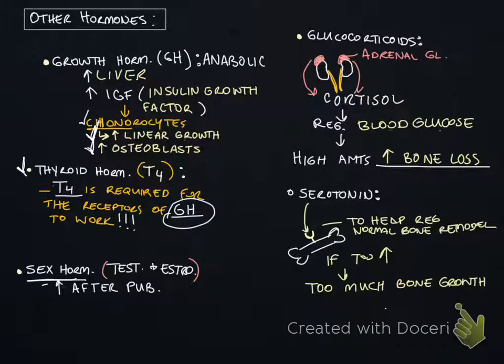Sex hormones, like testosterone and estrogen, increase after puberty, and they dramatically accelerate bone growth and cartilage at the epiphyseal plate. Okay, growth plates close more quickly, actually, in response to estrogen. Glucocorticoids, like cortisol, coming from the adrenal glands, help to regulate blood glucose. High amounts of these can contribute to an increase in bone loss. Serotonin. You actually have receptors for serotonin on bone that help to regulate normal bone remodeling. If you have too high a number of these, it can contribute to too much bone growth.